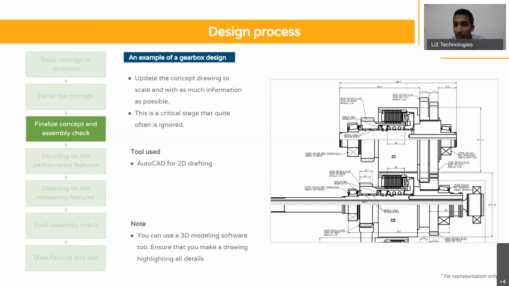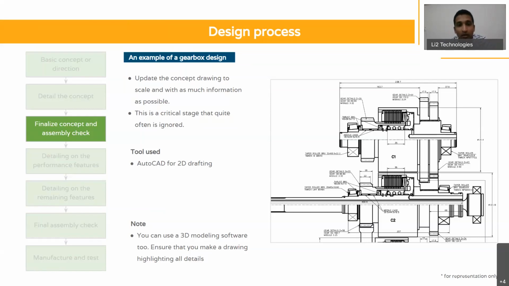As you understand, this is not enough for a manufacturer to build, but this is important for you to progress. And from here, it is very easy for me to go and detail it out. And tomorrow, if I want to change it, I can easily come back to the concept layout and say, okay, I had decided on this as the parameter, now I have to change it to this. I know what my designs will look like. So this is what I mean by finalizing the concept and doing an assembly check.